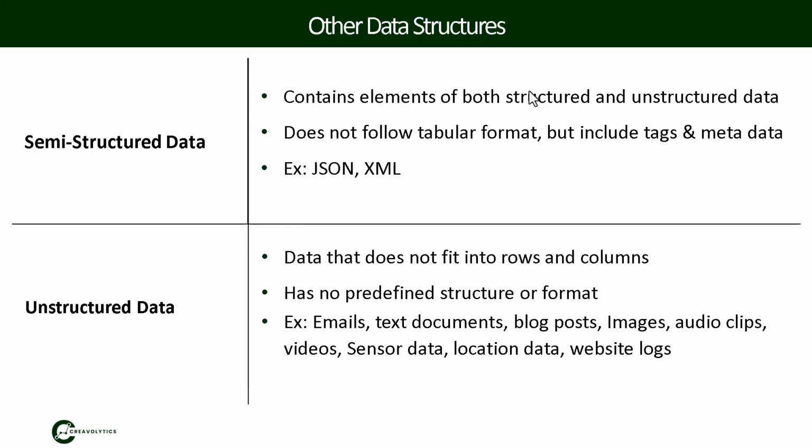Now let's talk about unstructured data. So a major characteristic of unstructured data is that they do not fit into a predetermined structure or format such as rows and columns. So because of this, we call this type of data unstructured data.